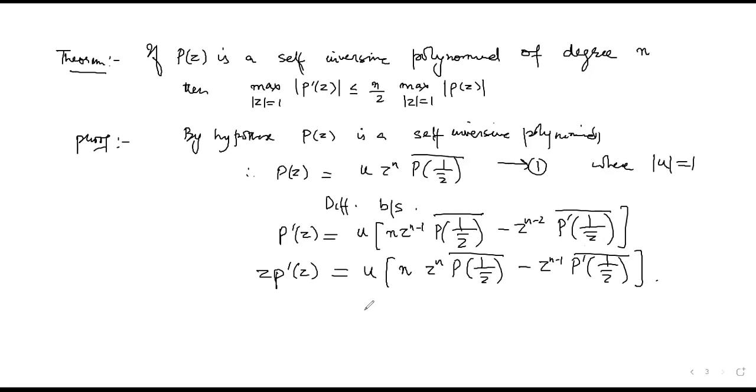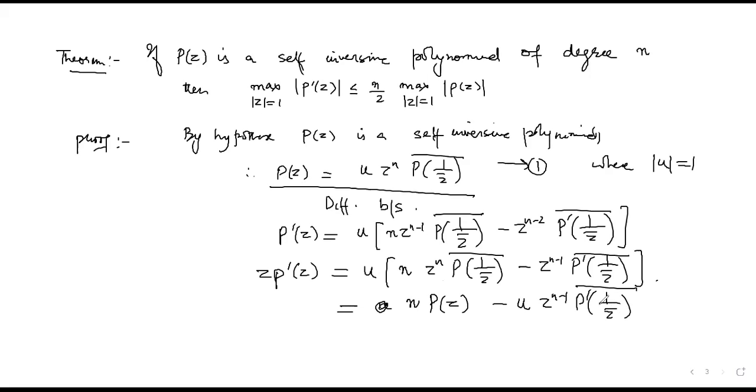Right? Now, which is nothing but u into, because this would be u into this. So if we see that p of z is equal to this, I can actually write it as n times p of z minus u times z raised to the power n minus 1 p dash of 1 by z bar, whole bar. Right? So which implies, bringing this here, u into z raised to the power n minus 1 p dash of 1 by z bar, whole bar is equal to n times p of z minus z times p dash of z.